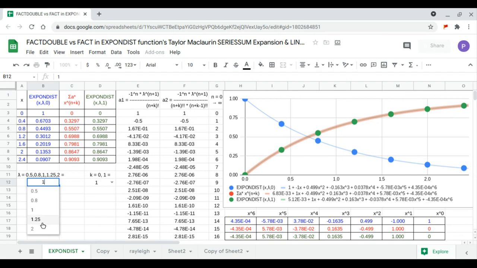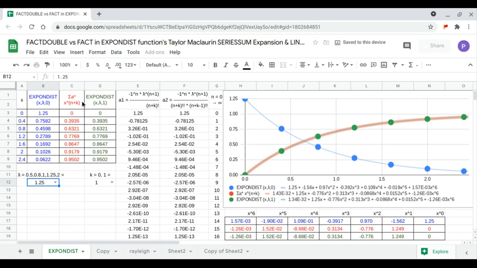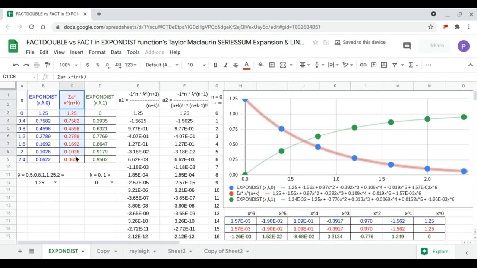Let's say this is 1.25. So they're the same. They're still the same. And the datasets are the same. Toggle it to k equals 0. These datasets are the same. The polynomial regression coefficients are the same. This completes the use of double factorial in generating the Taylor-Maclaurin series sum of EXPONDIST or exponential distribution function.